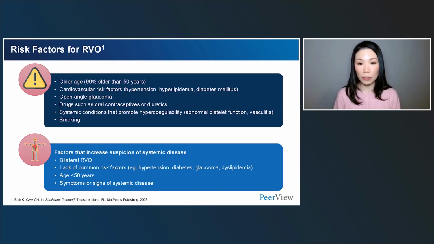So if you are a smoker or if your patient is a smoker, be sure to advise them of ways that they can be moving towards smoking cessation, because that absolutely can lower the risk.